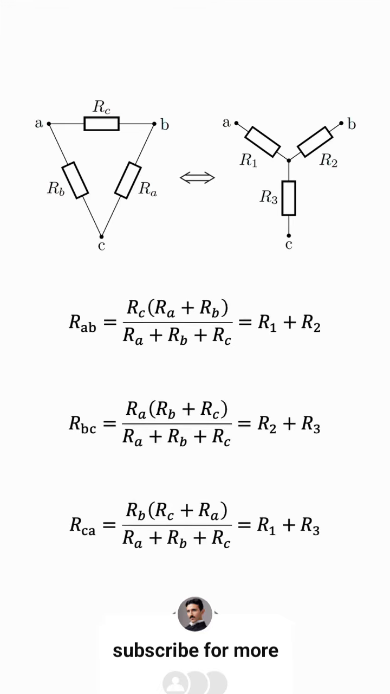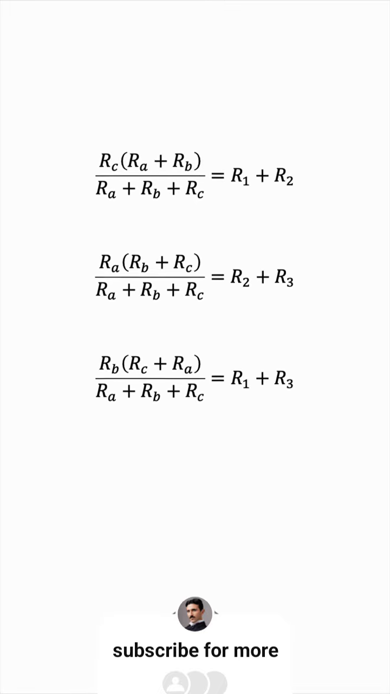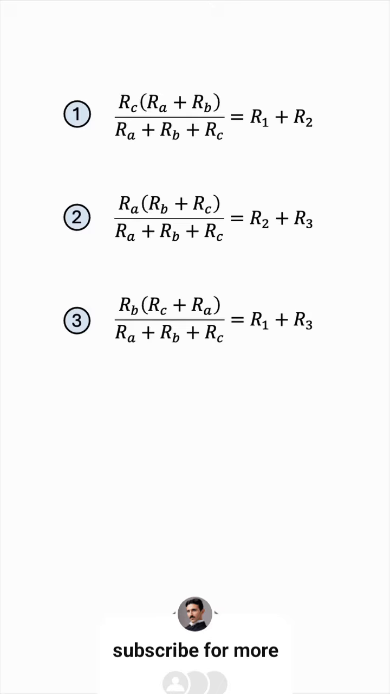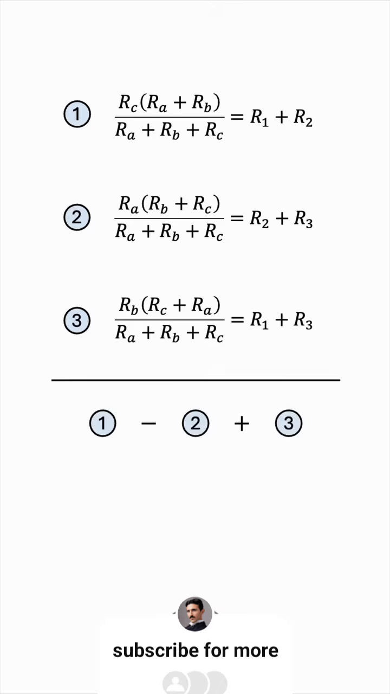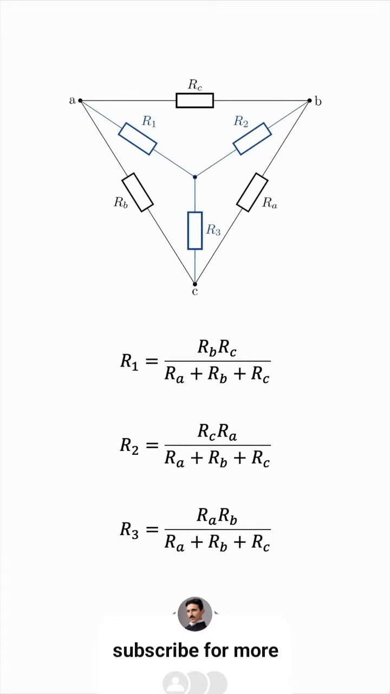It is this system of equations which allows us to solve for the resistors of one interconnection in terms of the resistors of the other. So, for example, if we wanted to get resistor R1, we would do equation 1 minus equation 2 plus equation 3, eliminating R2 and R3 and solving for R1. With similar algebraic manipulation, we can find R2 and R3 in terms of the three delta resistors.